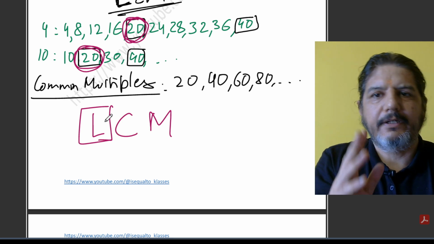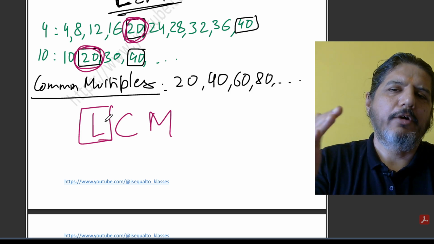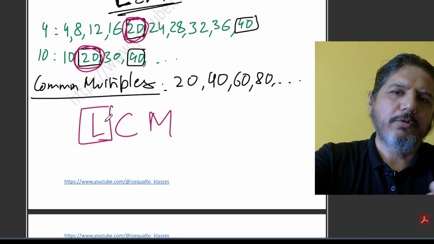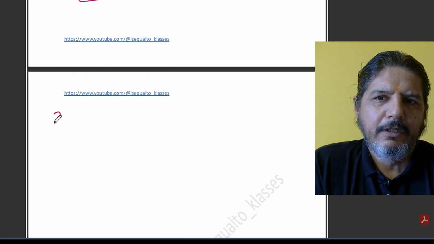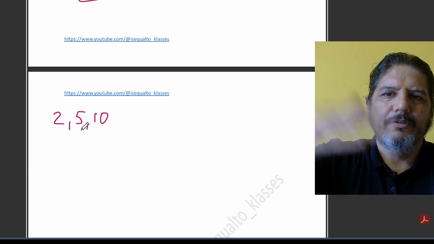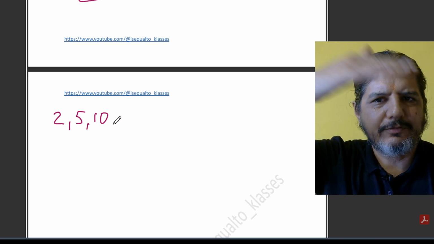Another thing I want to specify is that because I want to make it as beginner friendly as possible, I'm avoiding 3-digit numbers. If you want to find the LCM of 3-digit numbers, you can do that also. Let me take the example of 2, 5 and 10. See, the process remains the same. You can take 2, 5, 10, 15 also. The process will remain the same.